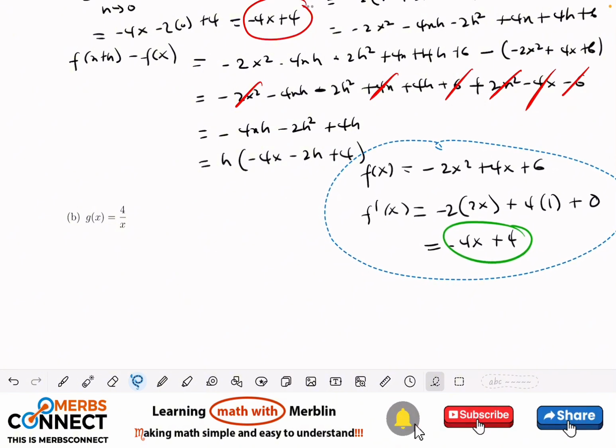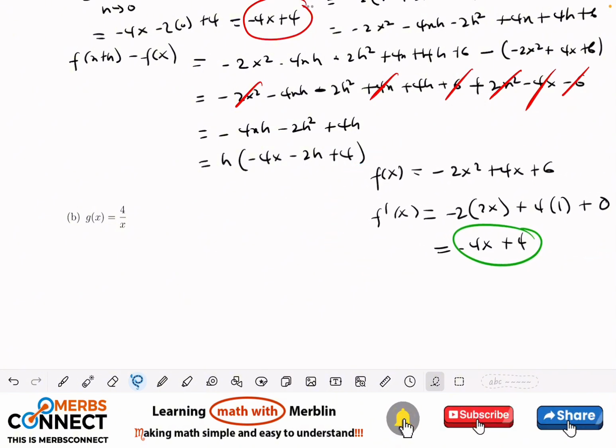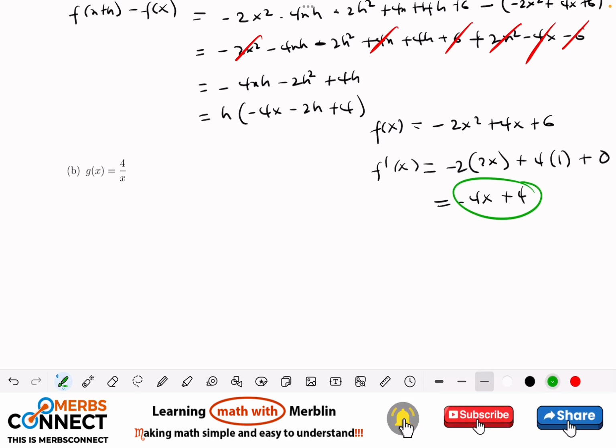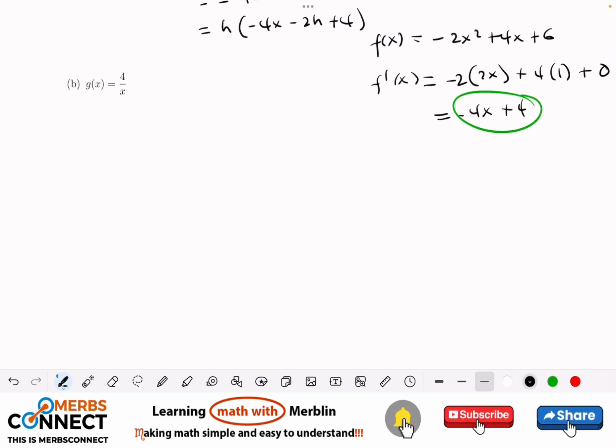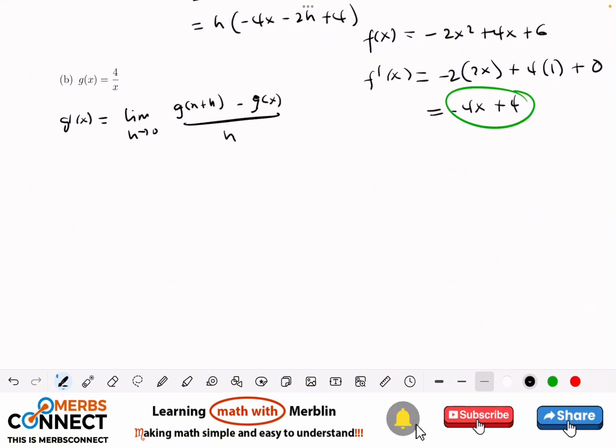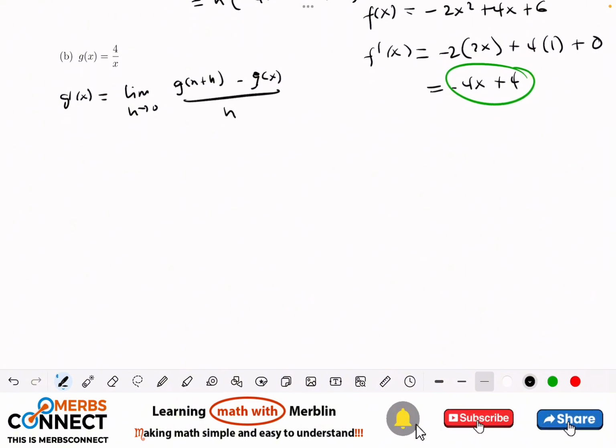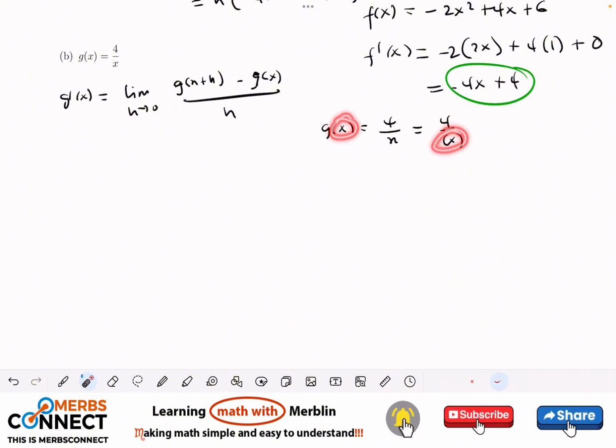Now what I'm going to do with this one is the same thing: I use the limit definition, then we confirm using the power rule. So g prime of x will be equal to the limit as h approaches 0 of g of x plus h minus g of x divided by h. We know g of x to be equal to 4 over x, right? So as I said, I like to put them into parentheses. So x is in the parentheses, this one too is also in parentheses.